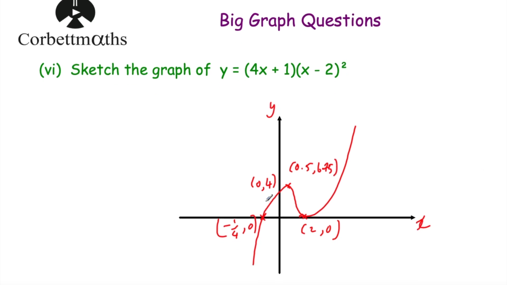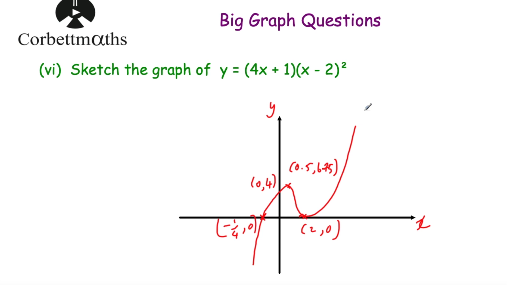So here we have got the shape of the cubic graph, and it's important to know those shapes, and to watch back the Corbettmaths video on sketching cubic graphs. We've got where it crosses the y-axis at the point (0, 4), where it meets the x-axis at (-1/4, 0) and (2, 0). Also the fact it's got a maximum point here at (1/2, 6.75), and it's got this minimum point here at (2, 0).